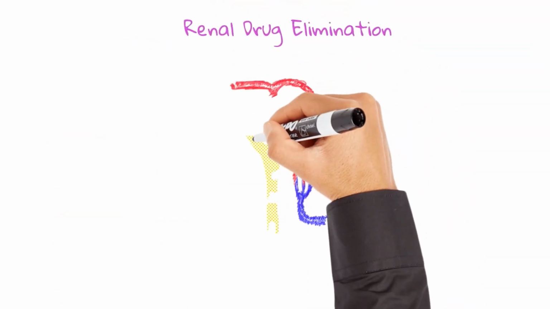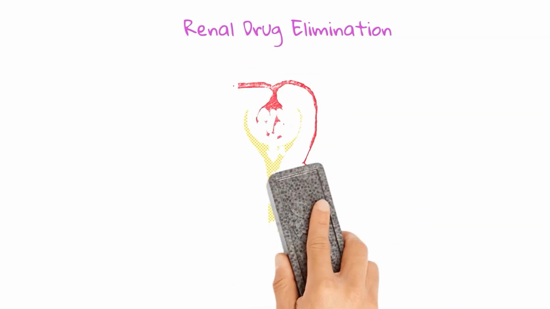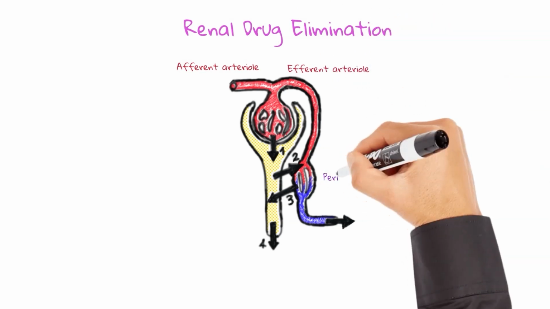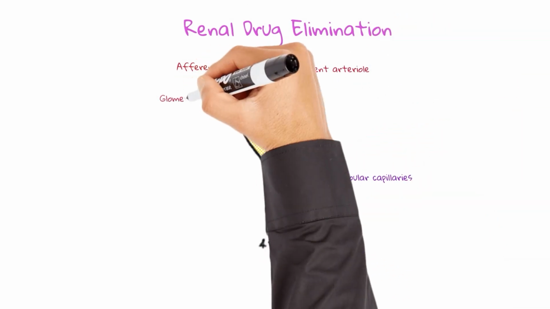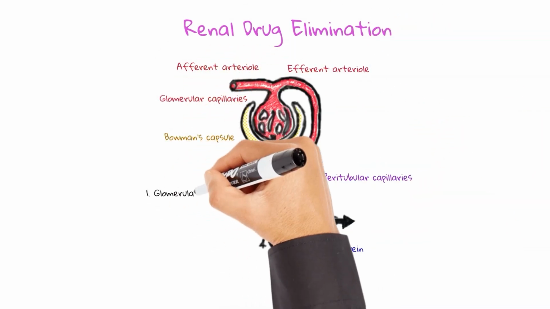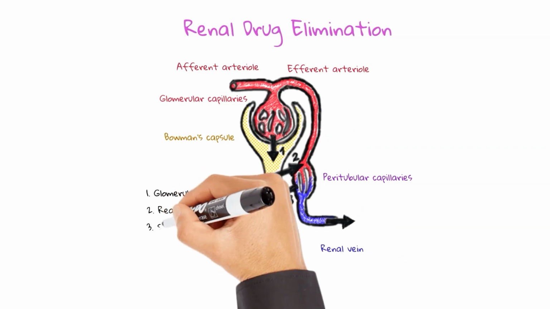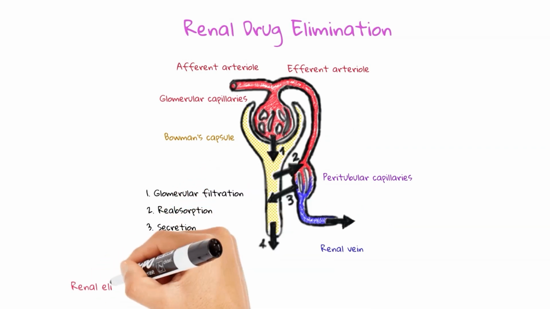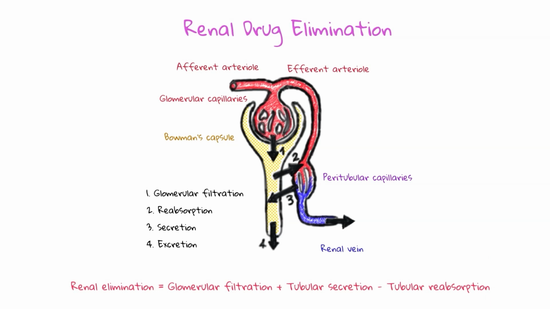Let's talk about drug elimination by the kidneys. Renal clearance is the major pathway of drug elimination. Renal elimination is the result of three concurrent processes occurring in the nephron, which include glomerular filtration, active tubular secretion, and tubular reabsorption, active and passive.